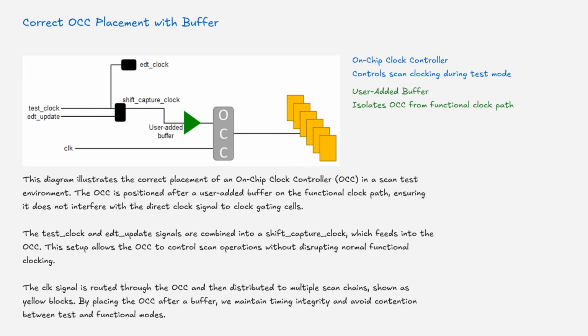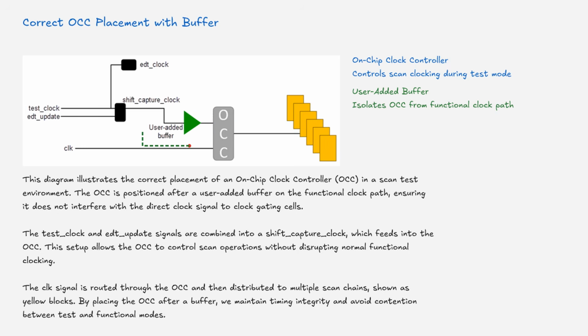This diagram illustrates the correct placement of an on-chip clock controller in a scan test environment. The on-chip clock controller is positioned after a user-added buffer on the functional clock path, ensuring it does not interfere with the direct clock signal to clock gating cells.